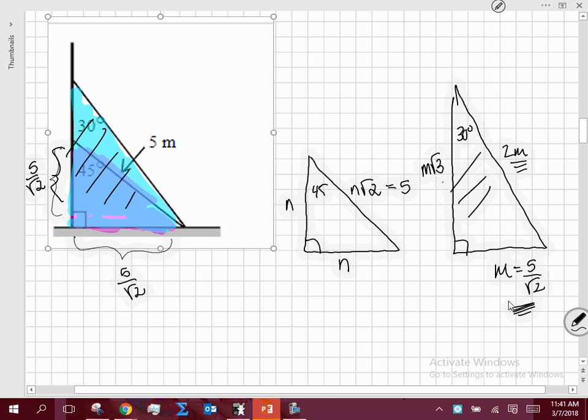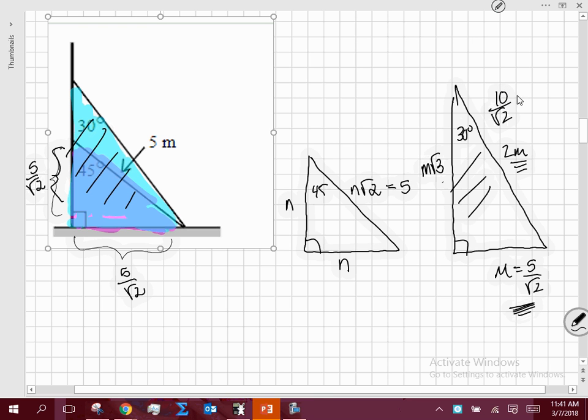M is 5 radical 2. To go from m to 2m, don't you put a 2 right there? So keeping a balanced equation, don't I need a 2 here? All right, so I'm going to double 5 over radical 2, which becomes 10 over root 2, right? Does that make sense, everybody?